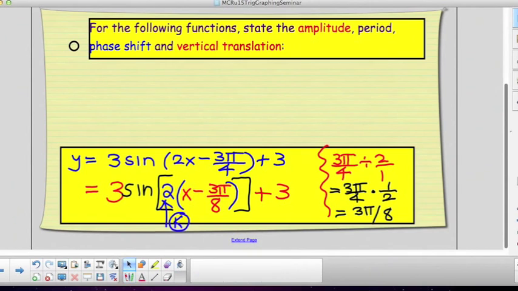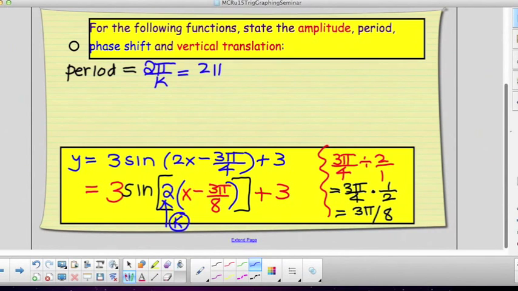So when you're analyzing this, we'll start with the period. Because my graph is going to be horizontally compressed, period formula is 2 pi over k. That means 2 pi over 2, which is going to give me 1 pi. So what used to take me from 0 to 2 pi to complete one cycle, it's going to take you from 0 to pi. So the graph is going to be squished horizontally, okay? It's going to be compressed horizontally.